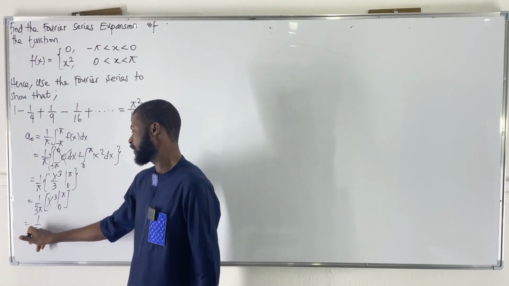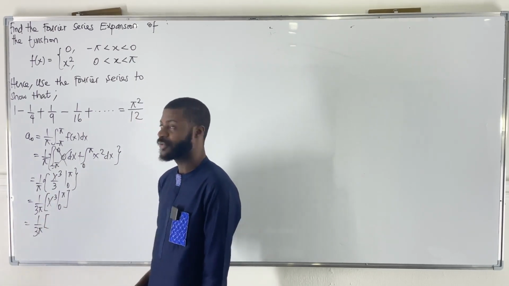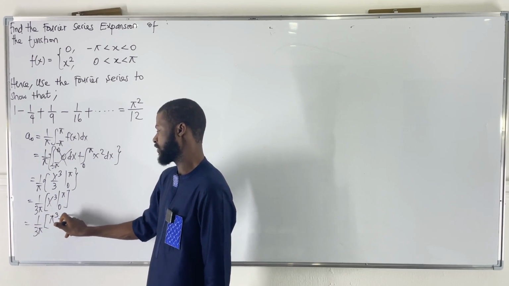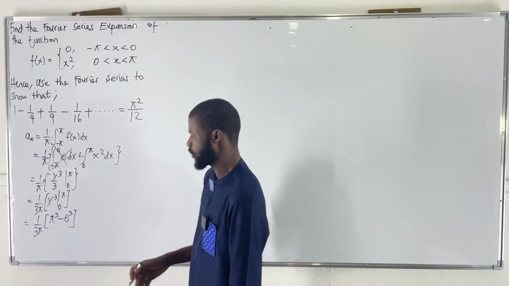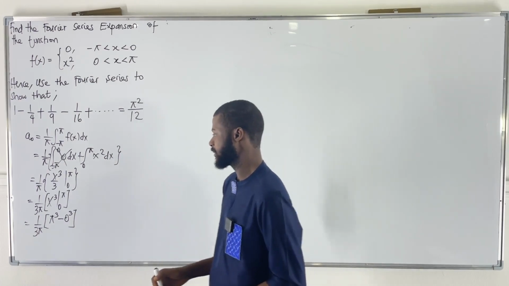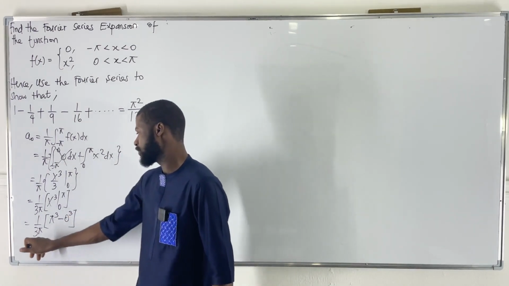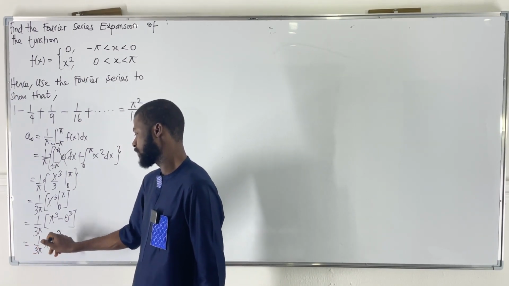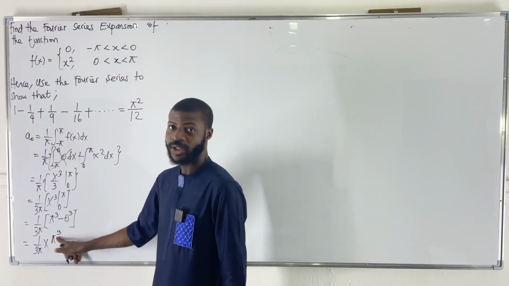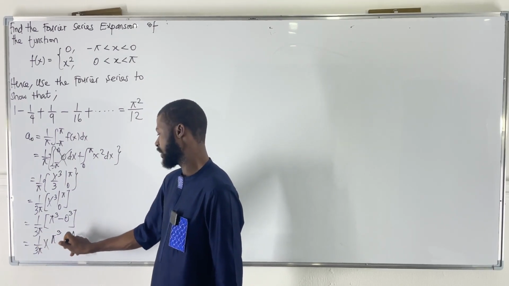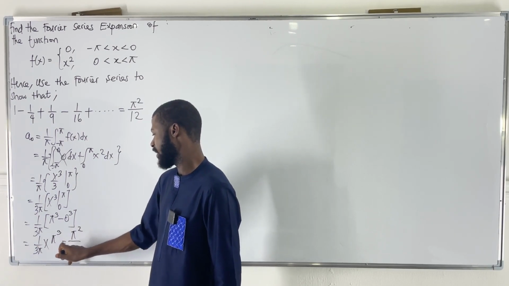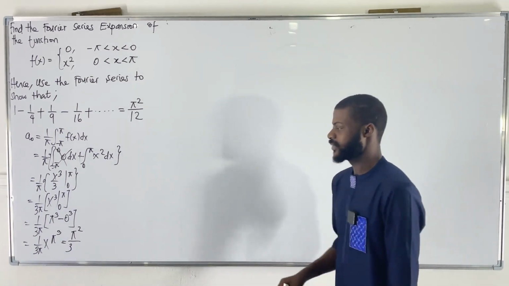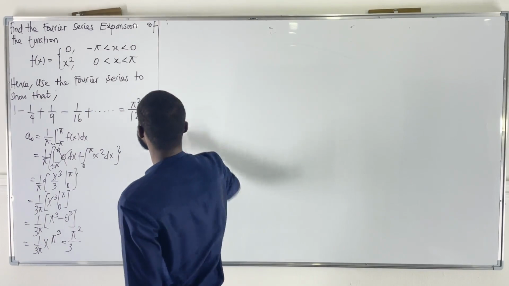So this will be 1 over 3 pi times, now let's put in our limits. The upper limit goes first, so this will be pi cubed minus 0 cubed. But 0 cubed is still 0. So this will just be 1 over 3 pi times pi cubed. Now, the pi here can cancel with pi cubed to give you pi squared. So the final answer for this will be pi squared all over 3.